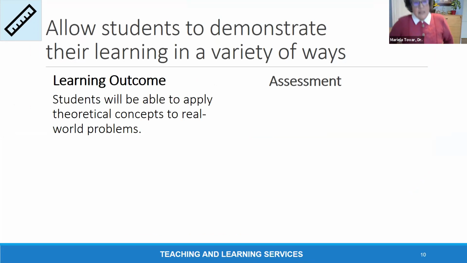So if you think about the learning outcome that we had before, students will be able to apply theoretical concepts to real world problems. It's phrased in a very general way, but a lot of you are looking for something like this. So we talked about the possibility of doing a take-home exam with some specific questions. Can you think about some alternative assessments that could fulfill this, that could be giving you some information about this?